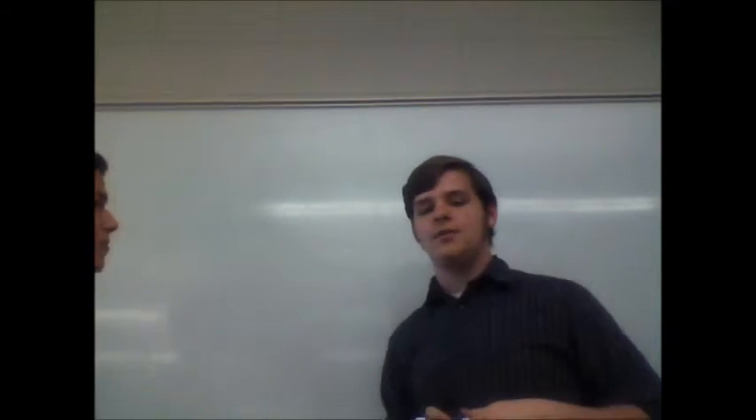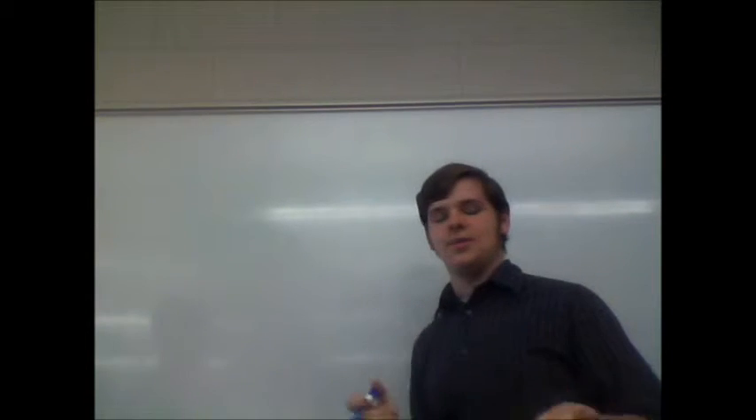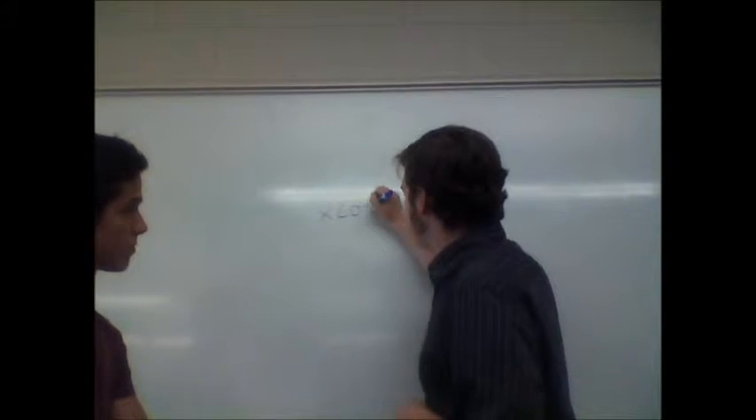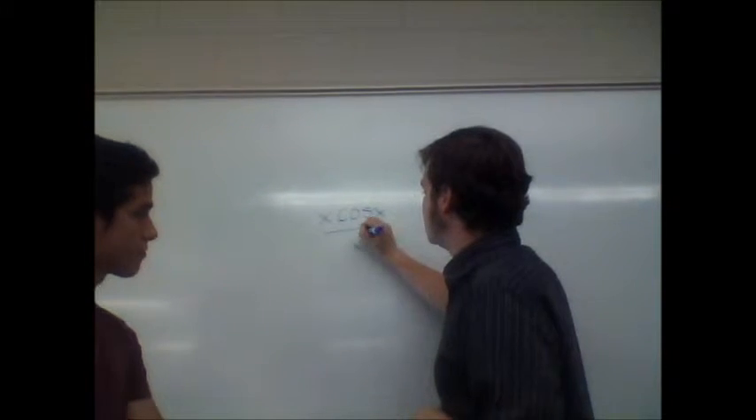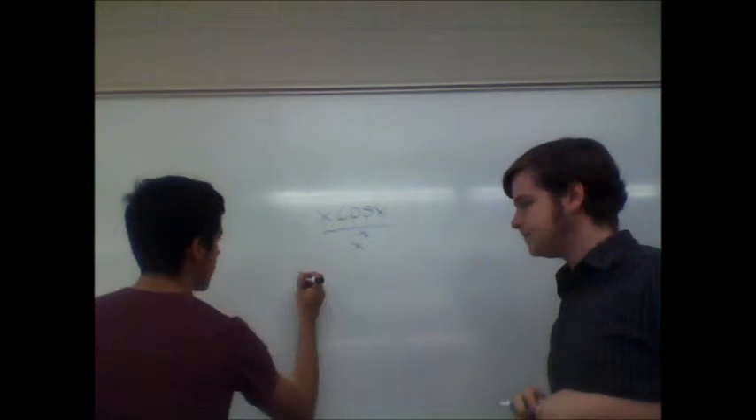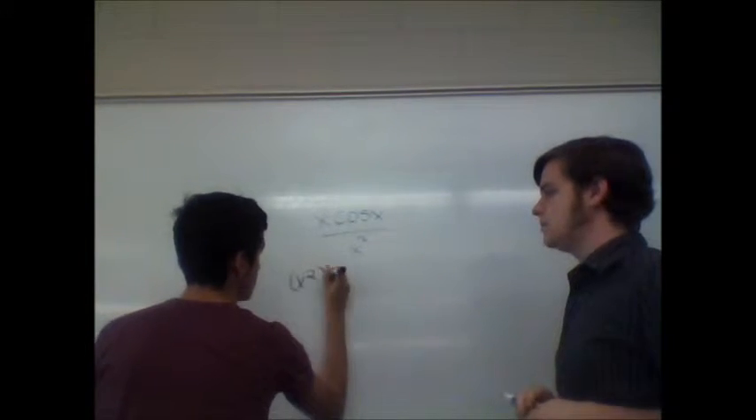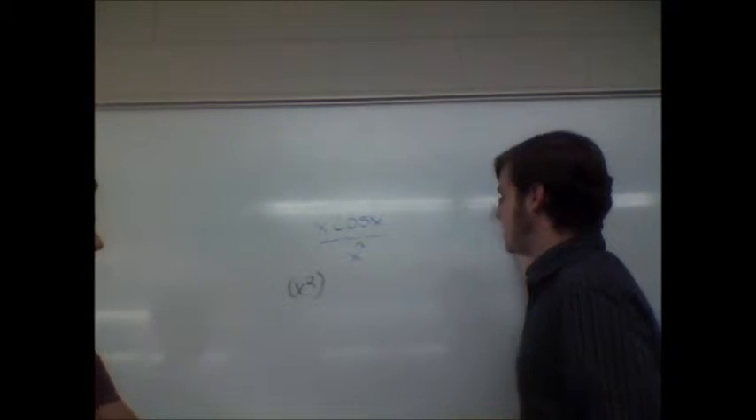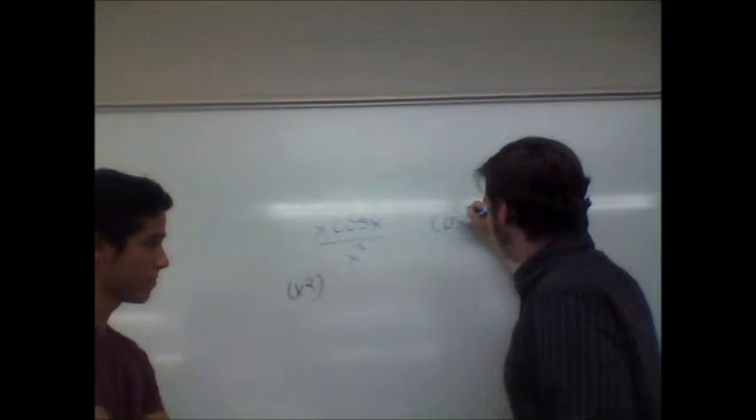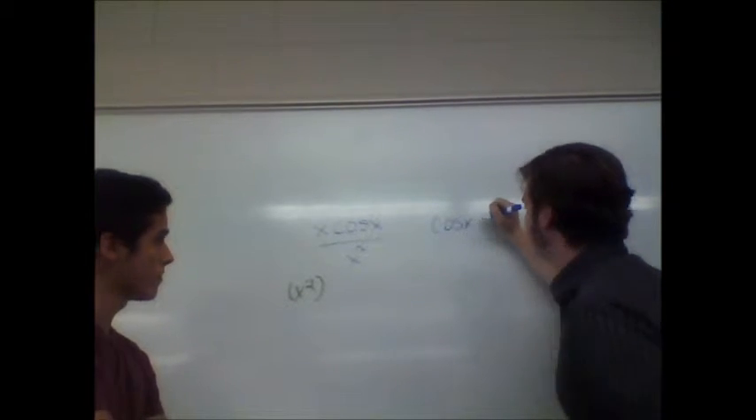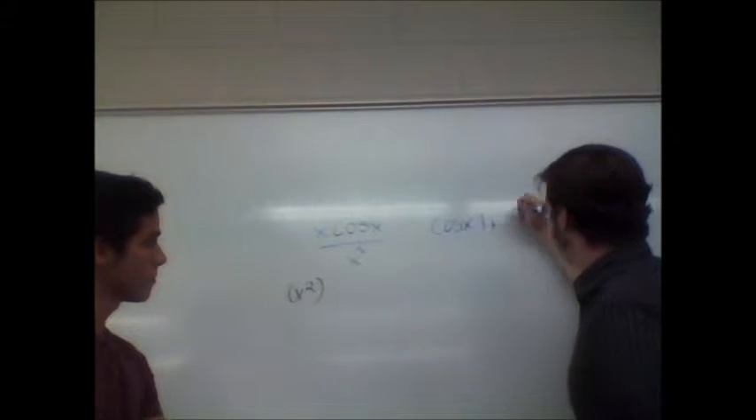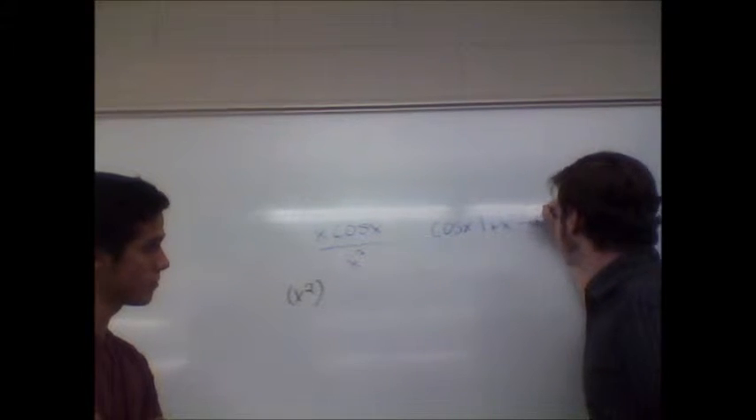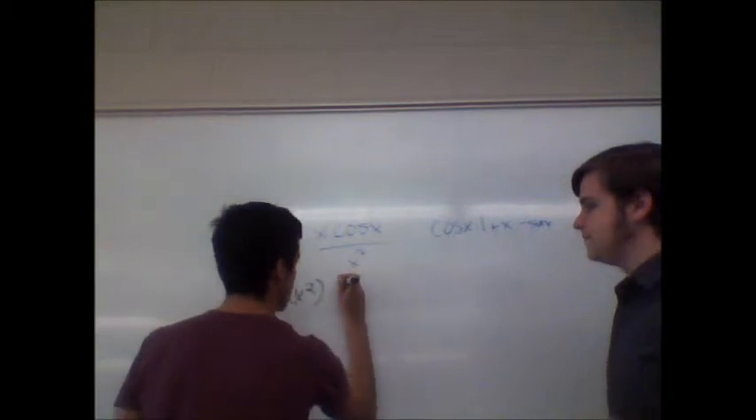Alright, so for the last example, we're going to do an example that has both quotient and product rule, which is x cosine x over x squared. Alright, so to start off you have low d high, and the derivative of the top is the product rule part. So for that we're going to do the same thing that we were doing before, which is cosine x times the derivative of f, which is 1, plus f times the derivative of g, which is negative sine x. Okay, and then you plug that back in.